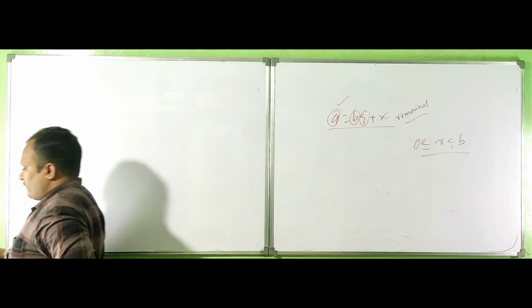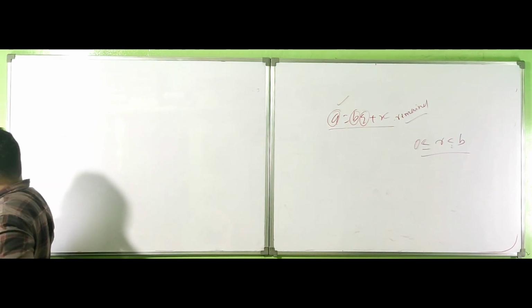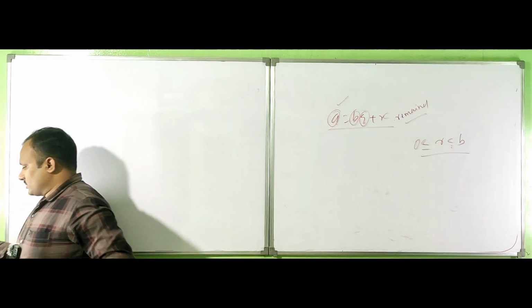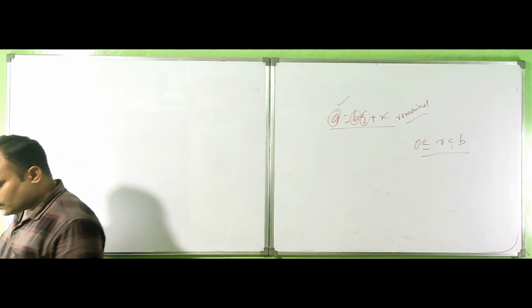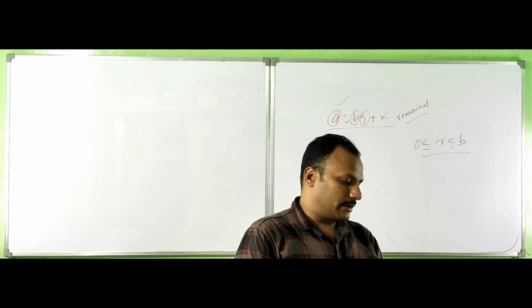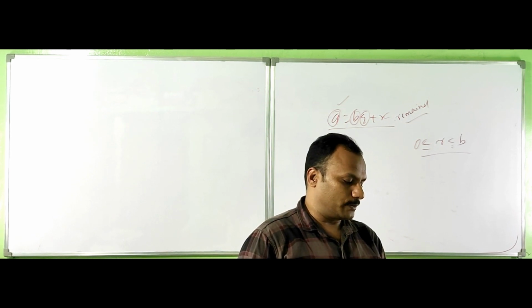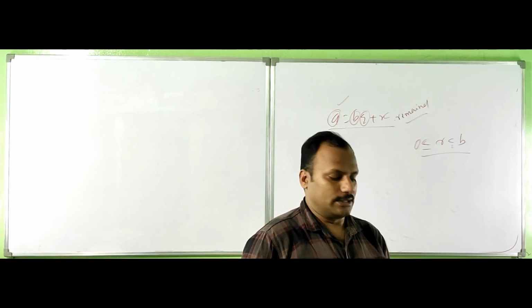First question. Let's see a specific question. Show that every positive even integer is of the form 2q and that every positive odd integer is of the form 2q plus 1, where q is some integer.